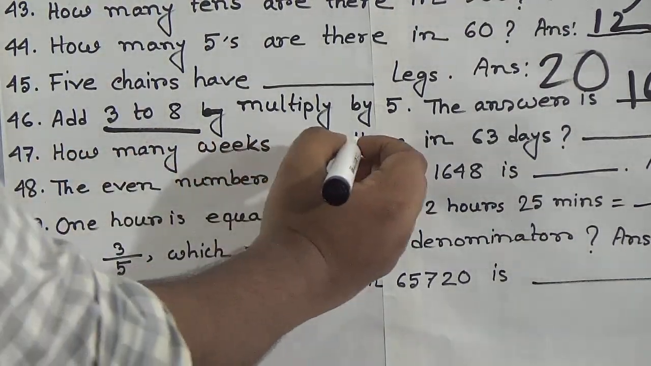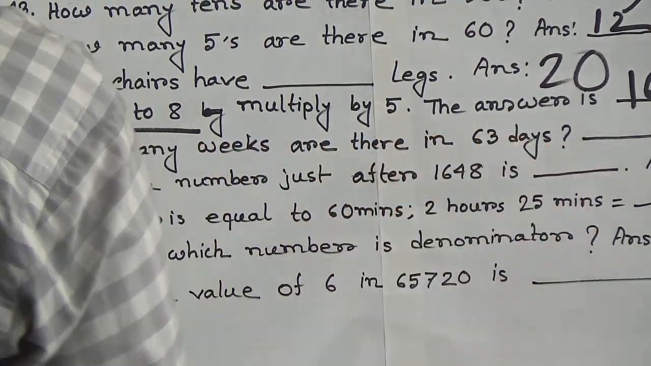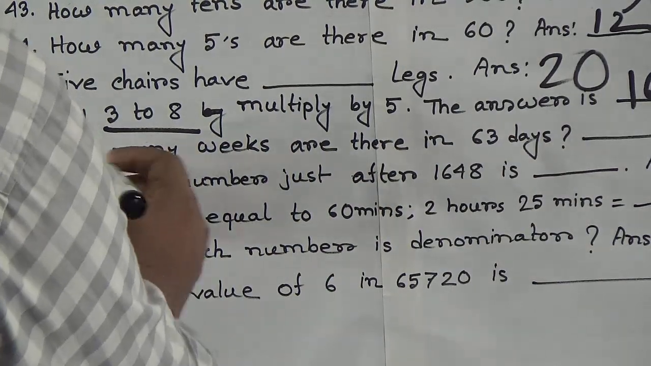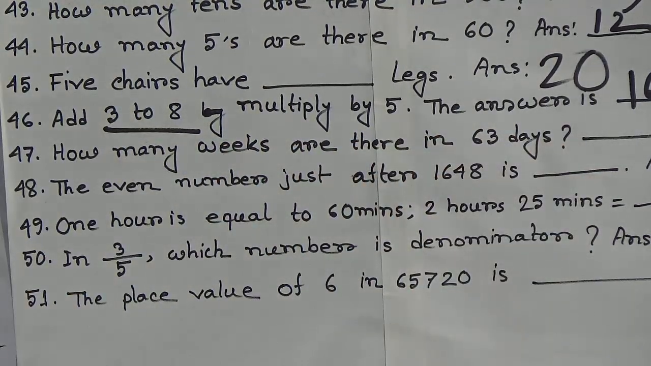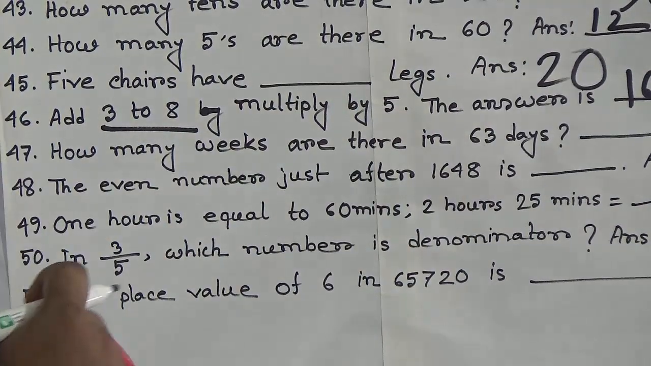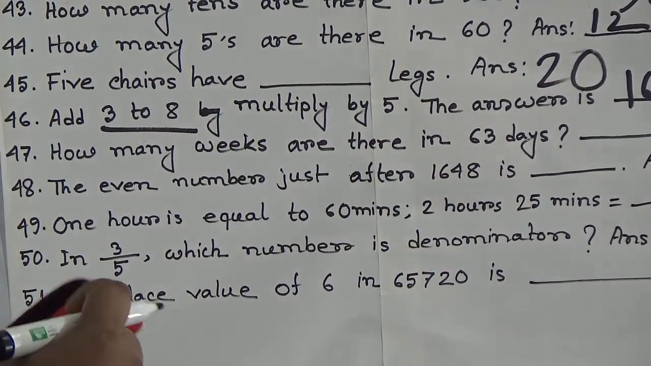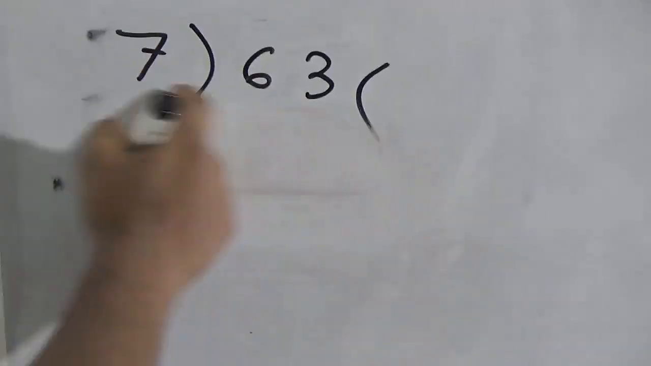Number 47. How many weeks are there in 63 days? We know that 1 week is equal to 7 days. So this 63 is divided by 7 and we get the number of weeks. That means 63 divided by 7.